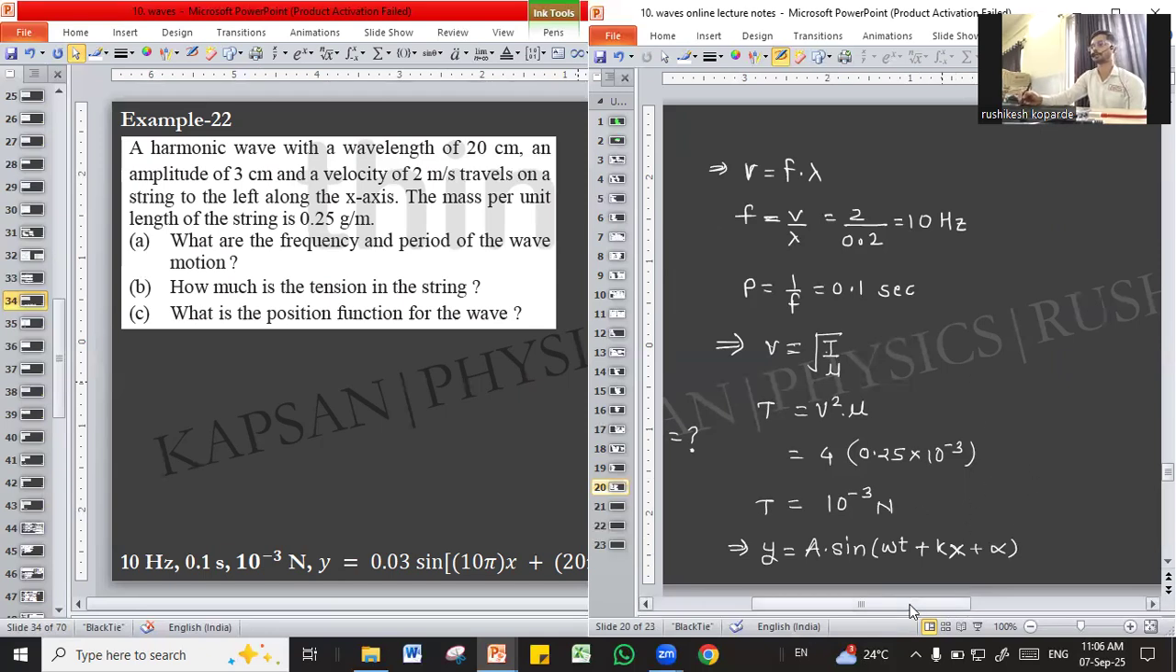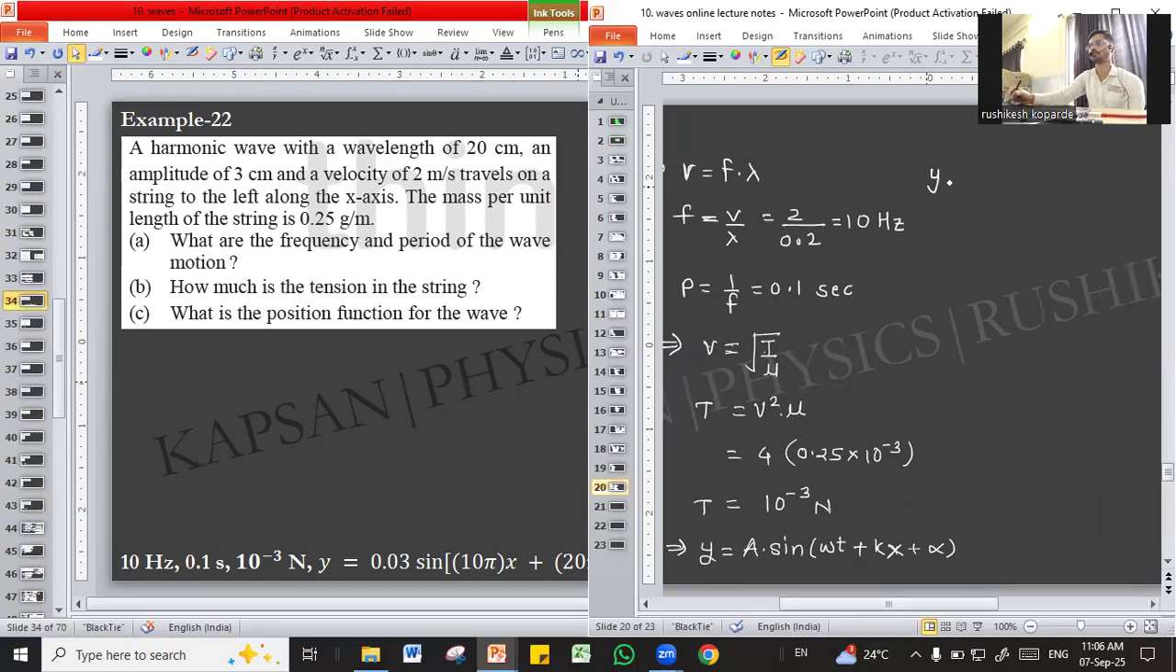So write all these parameters. What is amplitude? 3 centimeter. So y will be in centimeter. You are writing this amplitude in centimeter, so y will be automatically in centimeter. Sine. What is omega? 2 pi f. So f is 10. So 2 pi f is 20 pi into t.